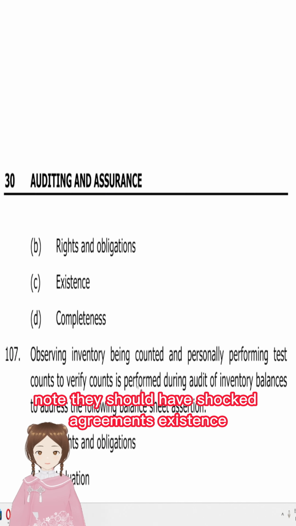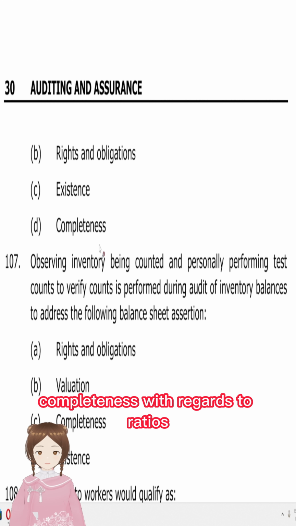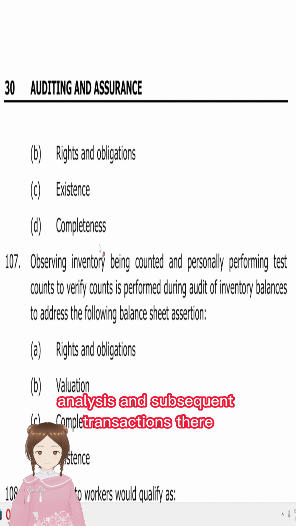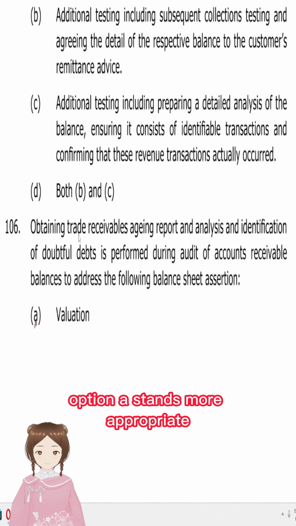No, they should have checked agreements, existence, direct confirmation reports, and completeness with regards to ratio analysis and subsequent transactions there. So option A stands more appropriate.